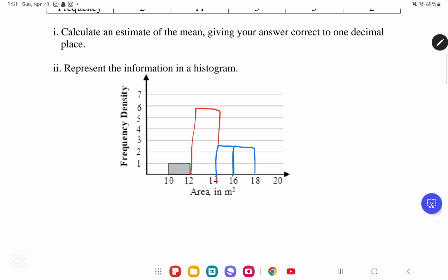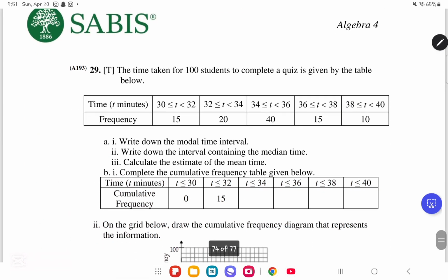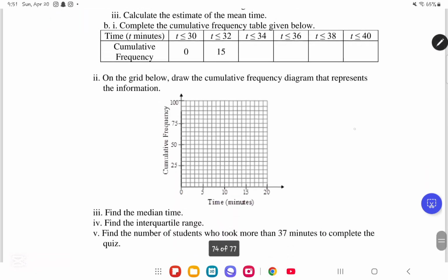And then finally from 18 to 20, it's going to be what? It is going to be 1 as well, so it's going to look something like this. Okay, so we finished question number 28. We still have 1, 2, 3, 4, 5 questions. Come on, let's do it.